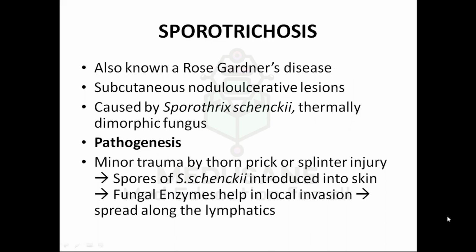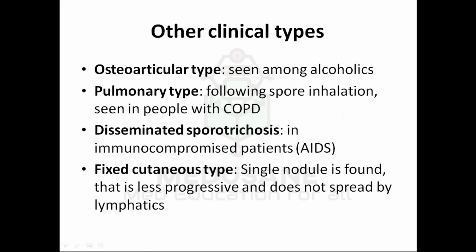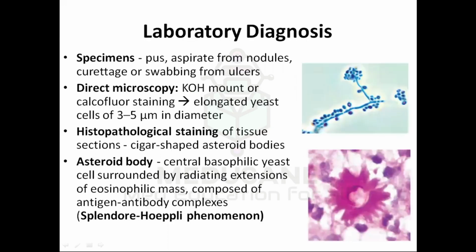The next important subcutaneous mycosis is sporotrichosis. It is also known as Rose gardener's disease, and is mainly caused by Sporothrix schenckii, and is mainly spread via the lymphatics. Other types: the osteoarticular type is seen among alcoholics, the pulmonary type in COPD, and disseminated sporotrichosis in immunocompromised patients. Fixed cutaneous type means a single nodule found without lymphatic spread.